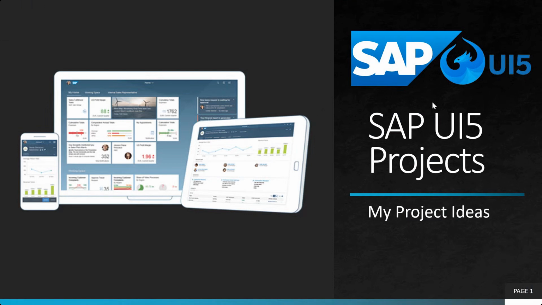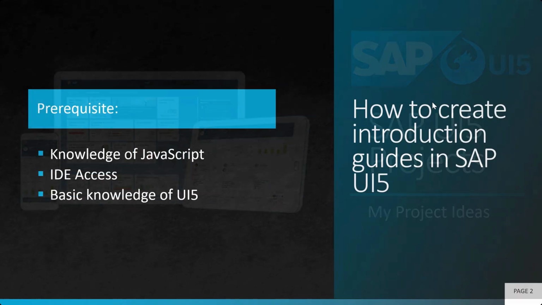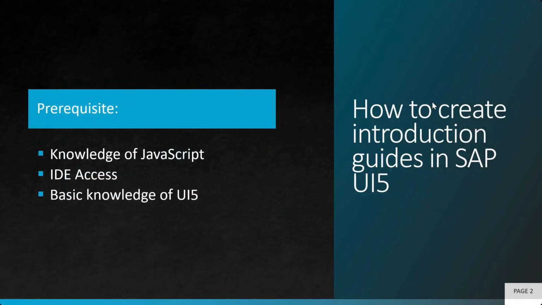This is an ongoing series on SAP UI5 projects. And in this particular video, we'll learn how to create introduction guides in SAP UI5. There are many instances where you create a new application for a customer or a client, and you want to explain the steps, or you want to create a set of guides so that the user or client will be aware of what particular section is meant for what functionality. And keeping those in mind, we create some set of actions.